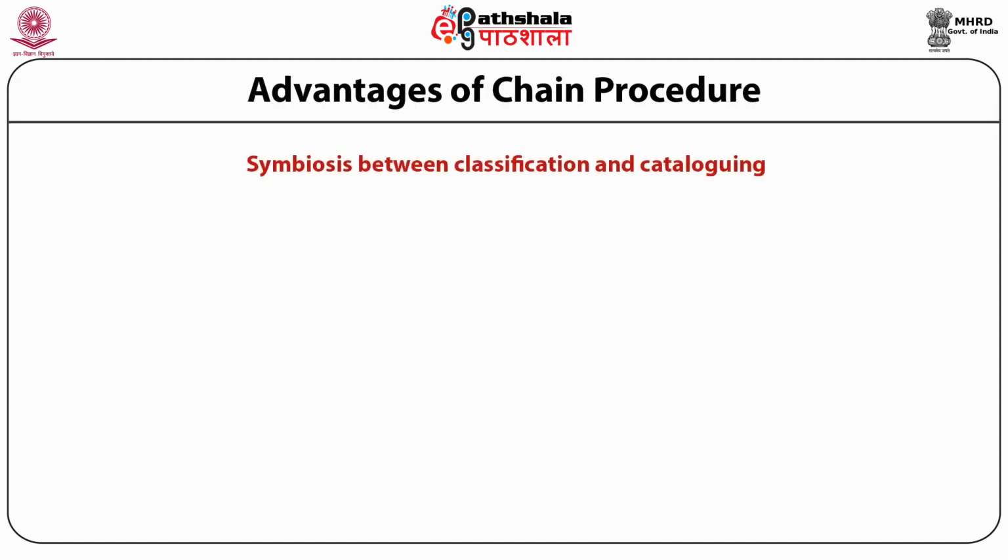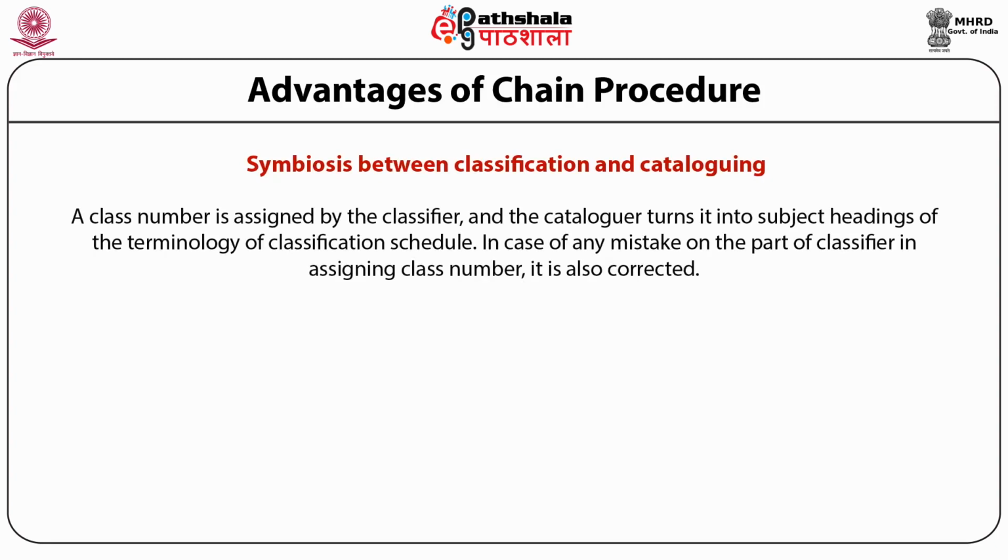Fourth, symbiosis between classification and cataloging. There is a remarkable coordination between classifier and cataloger in this method. A class number is assigned by the classifier and the cataloger turns it into subject headings of the terminology of classification schedule. In case of any mistake on the part of classifier in assigning a class number, it is also corrected.